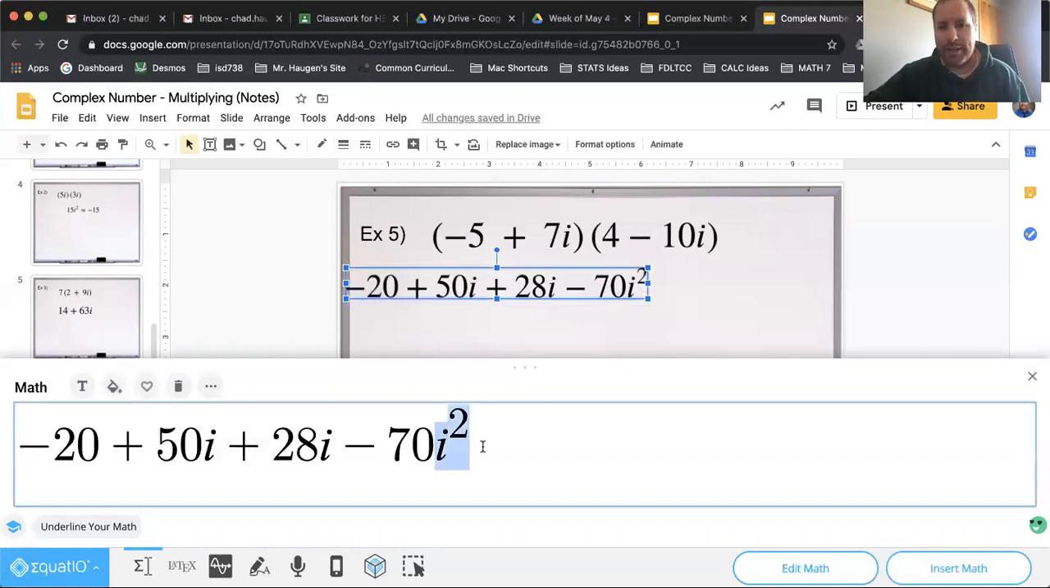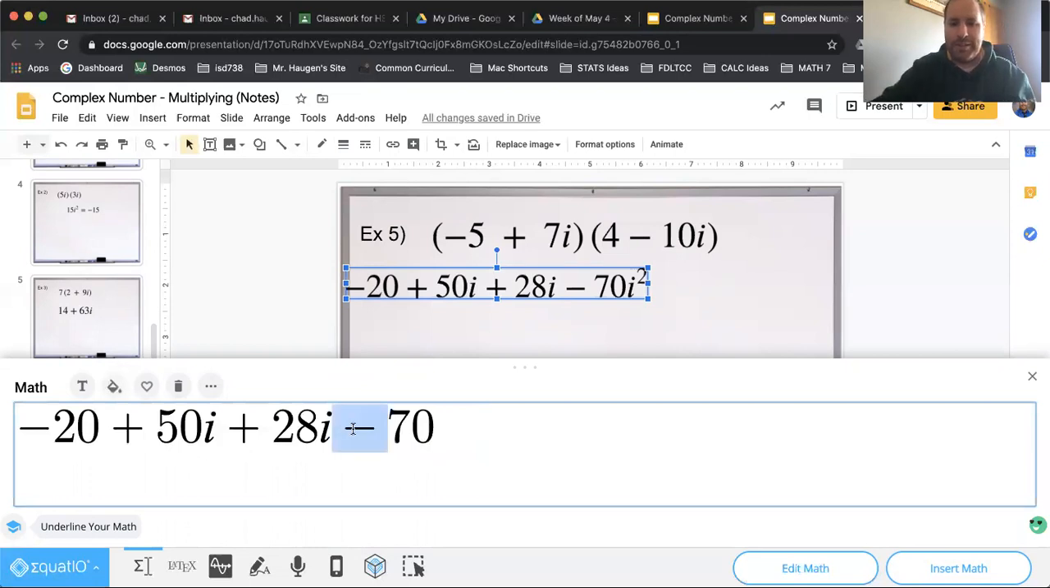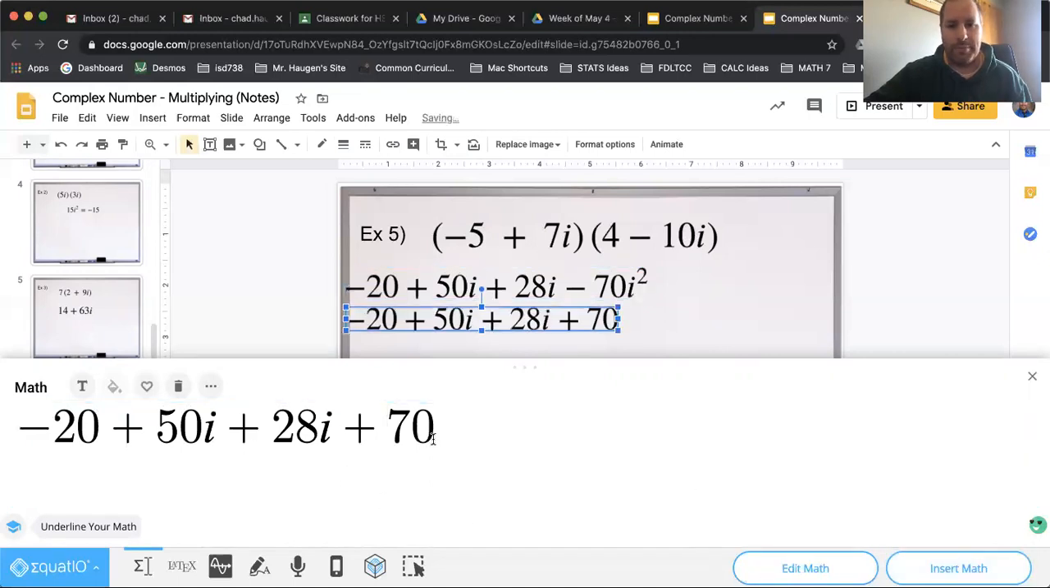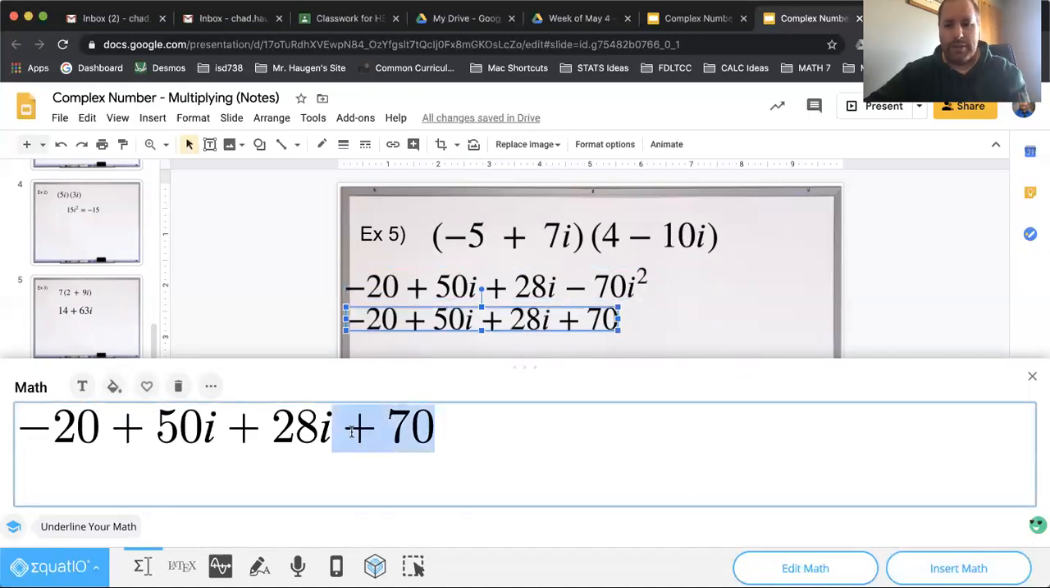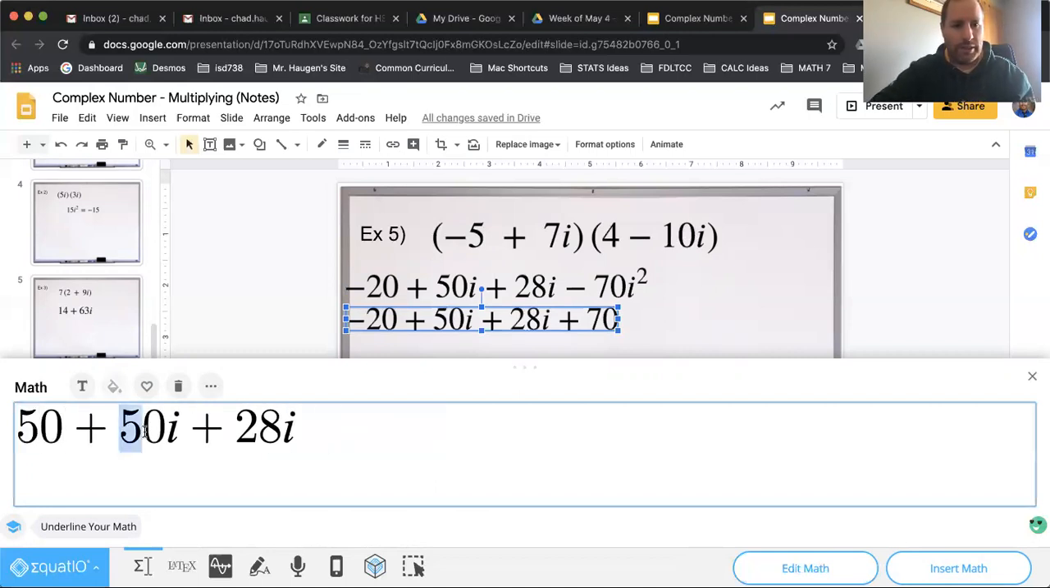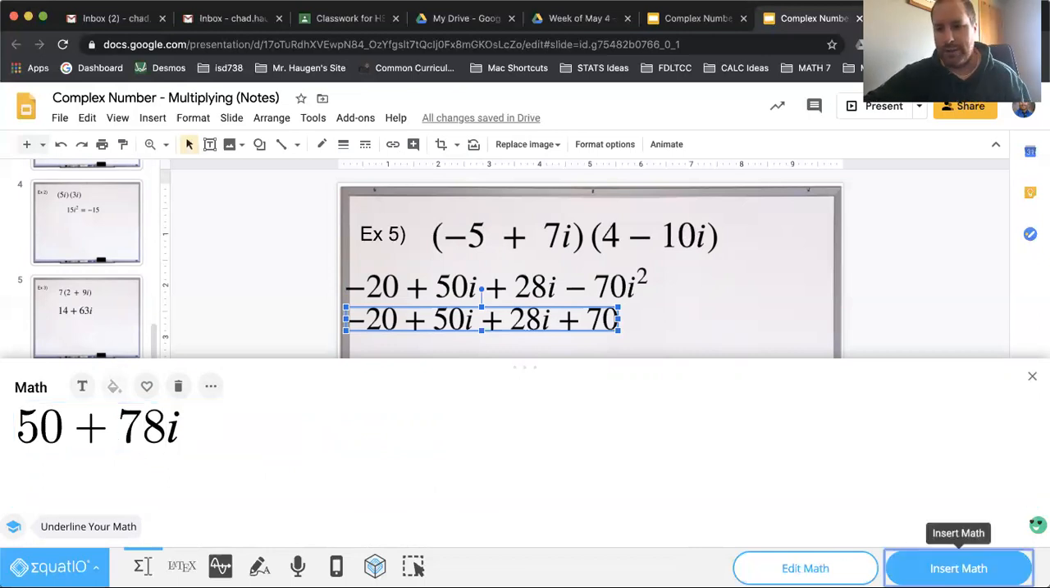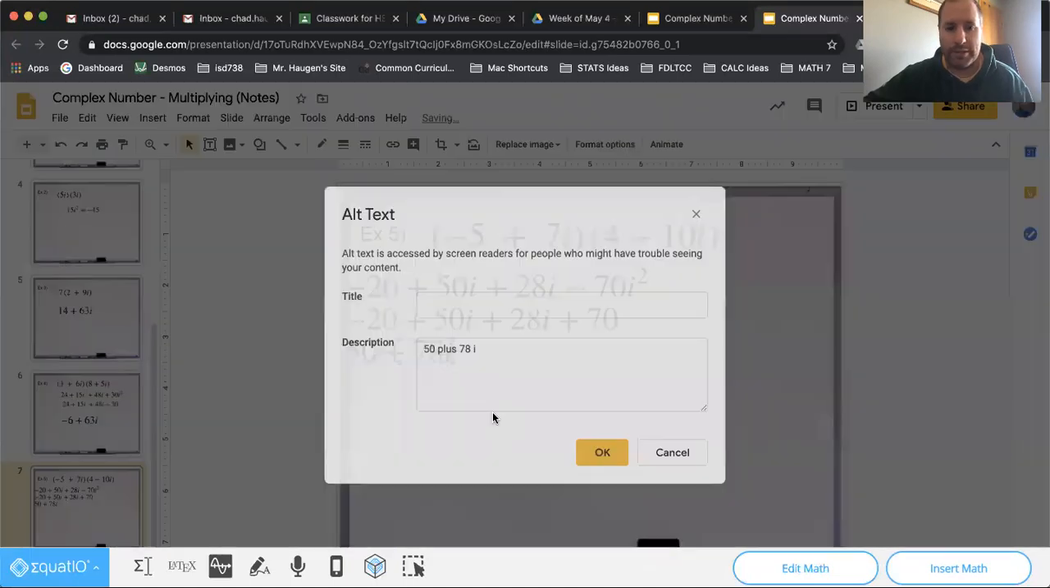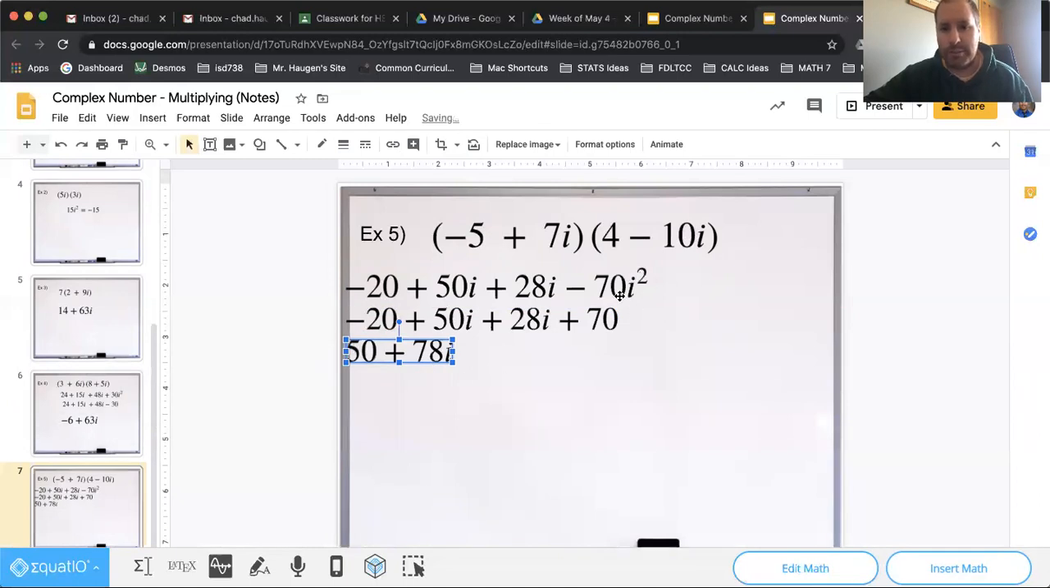Then I'll take care of any exponents. i squared is -1, so it will turn this into a positive number, and then we can combine stuff together. Here's 70, and -20 is actually 50. Putting 50i and 28i together turns that into a 78i in that case. And there we go. That's multiplying complex numbers together, just making sure we keep track of the exponents and adding things together. So it's kind of combining the last 2 days of how we work with stuff today.